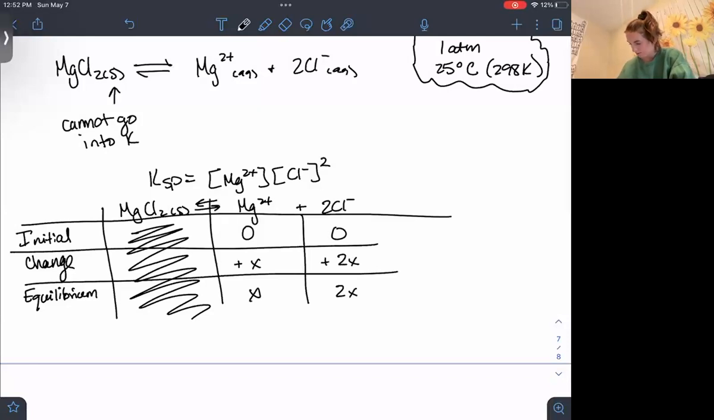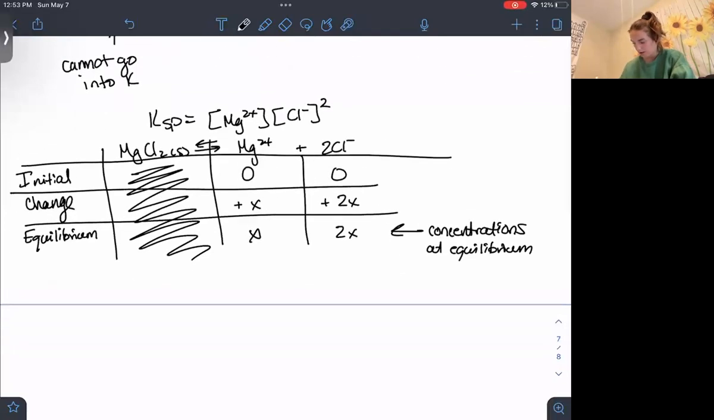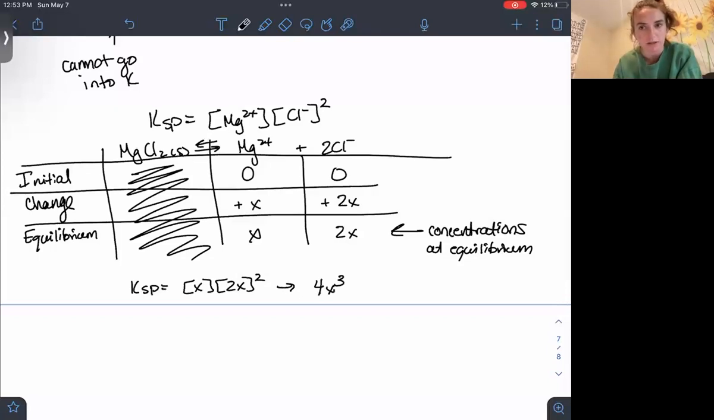Right, these are concentrations at equilibrium. So if we plug it into a KSP, we would say that we have X and 2X squared. So your total is 4X cubed, because you have to square the 2 and you have to square the X, and then also multiply by an additional X. And X here is your solubility product.